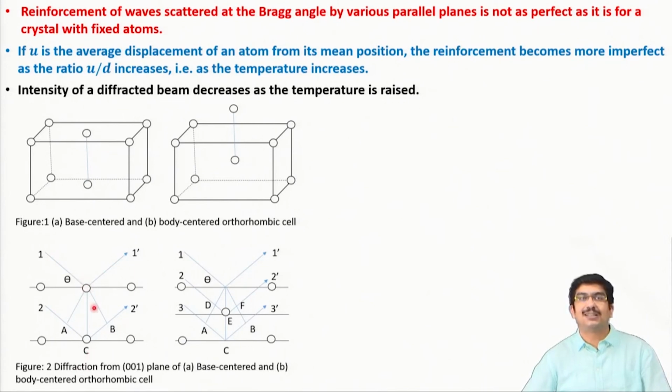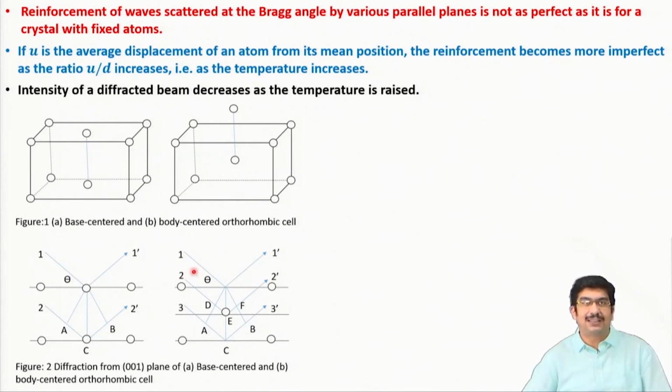Let us imagine that this distance is changing due to the increase in the temperature. So, I am increasing the temperature and the distance between these two atomic planes is changing. That means the path difference will not be an exact integral multiple of the wavelength of the incoming X-ray, and that is why we will not get an exact constructive interference from the parallel set of planes. In other words, the reinforcement of the waves scattered at the exact Bragg angle from parallel planes will not be as perfect as it is for a crystal with fixed atoms.